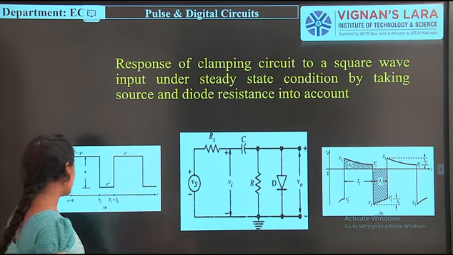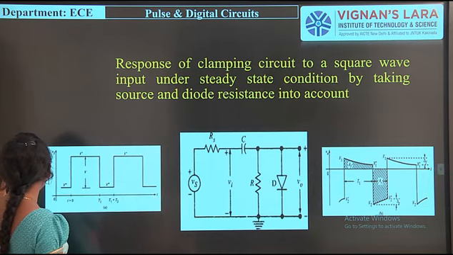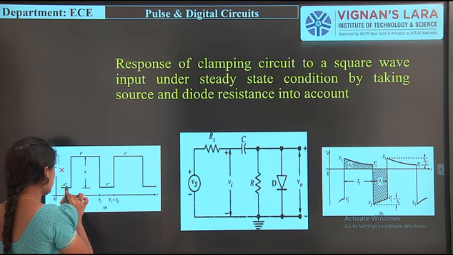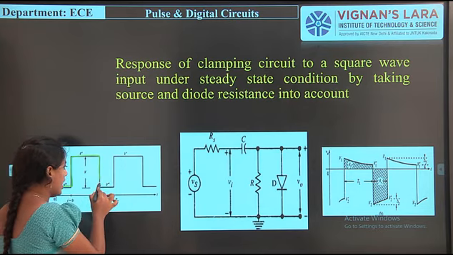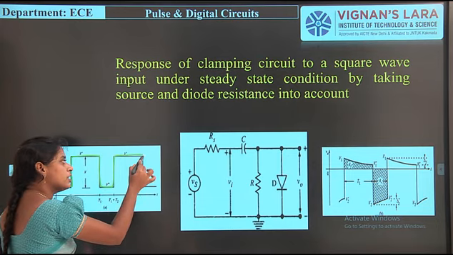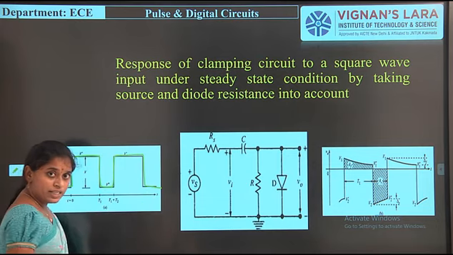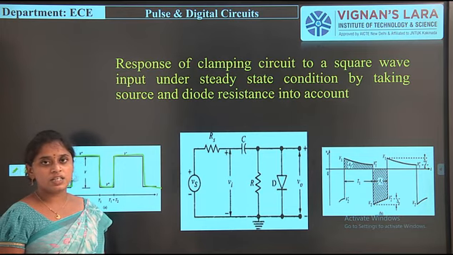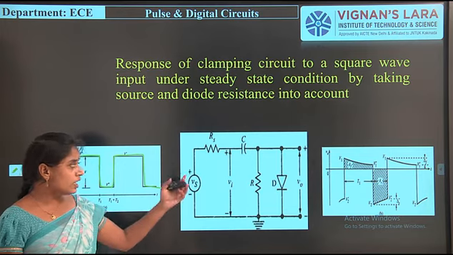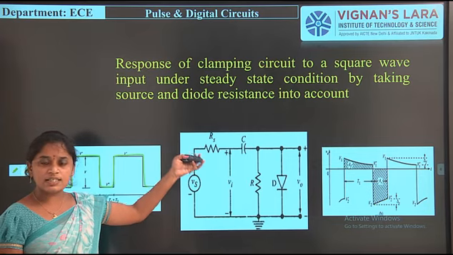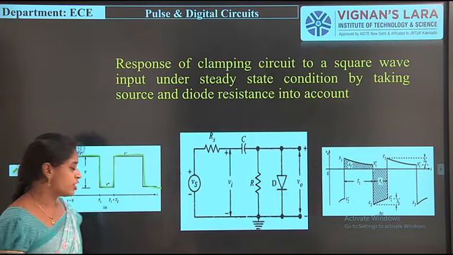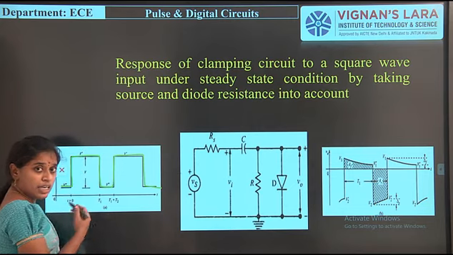Simply, we have to find the response of this signal. Just by checking this waveform, we can say that the input is a square wave signal. When this square wave signal passes through this clamping circuit, which consists of a diode, a capacitor as well as a resistor, here we take the source resistance into consideration.